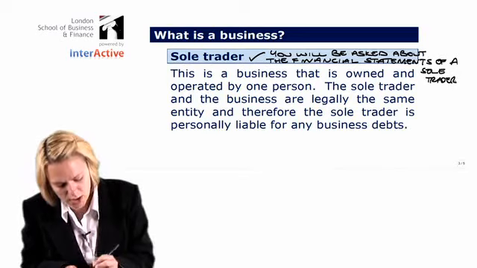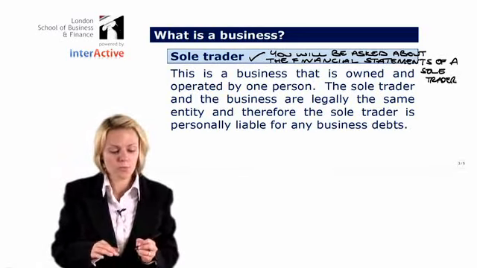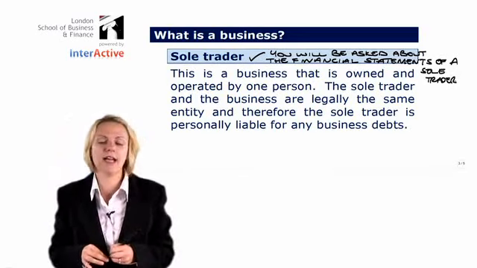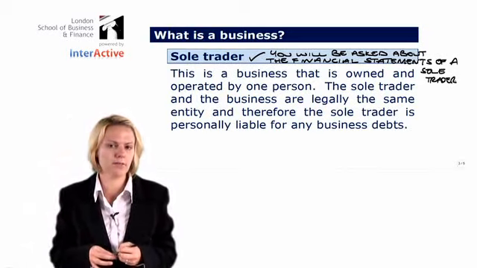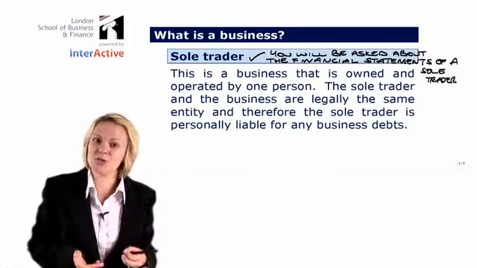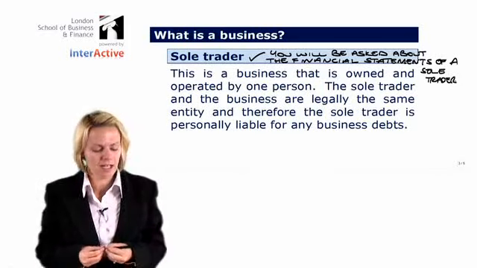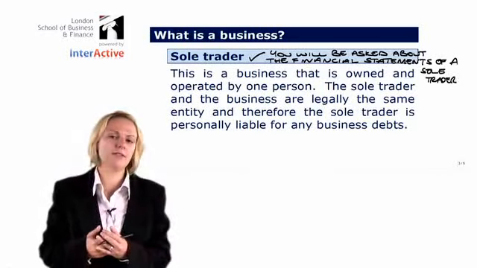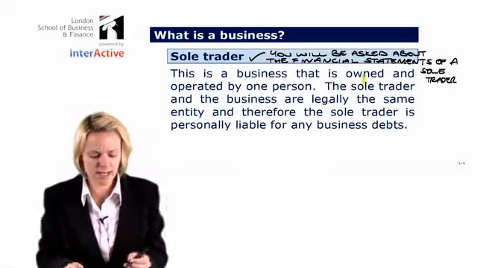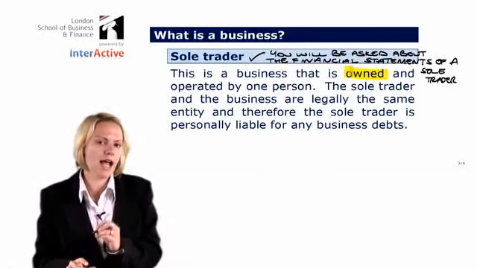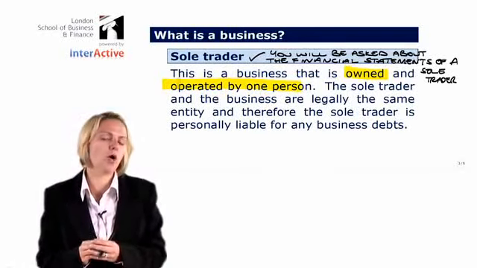Okay. So in your F3 exam, you will be asked to prepare the accounts for a sole trader. But we need to know who a sole trader is first of all, don't we? So, a sole trader, this is a business that is owned and operated by one person.